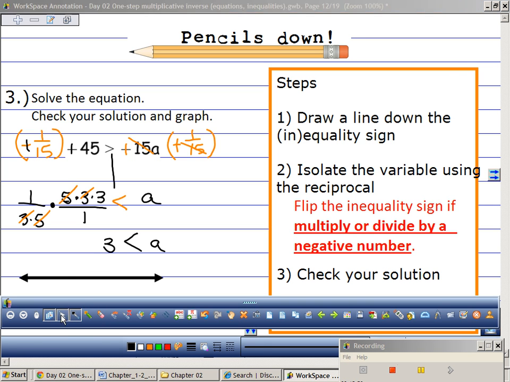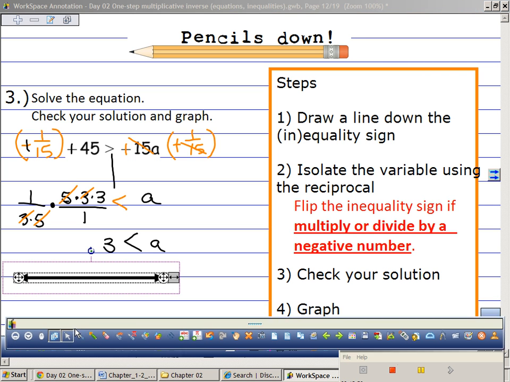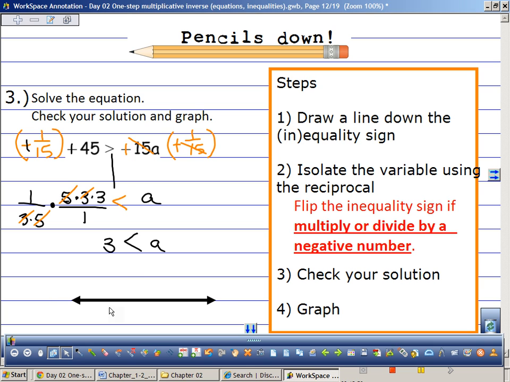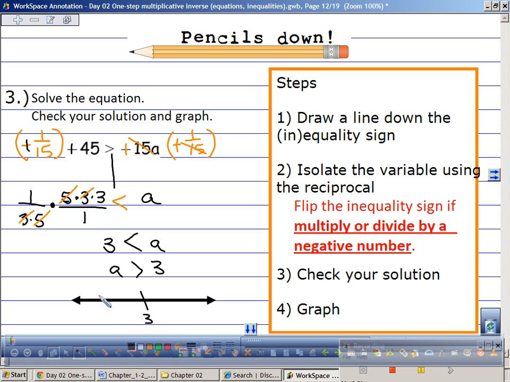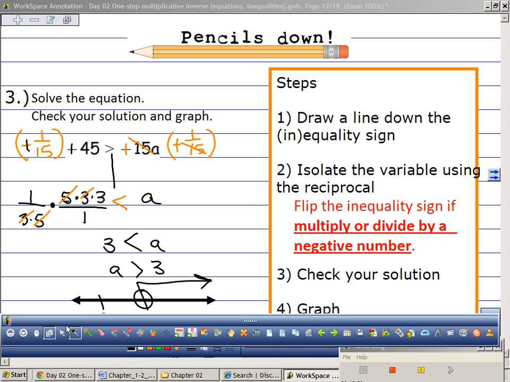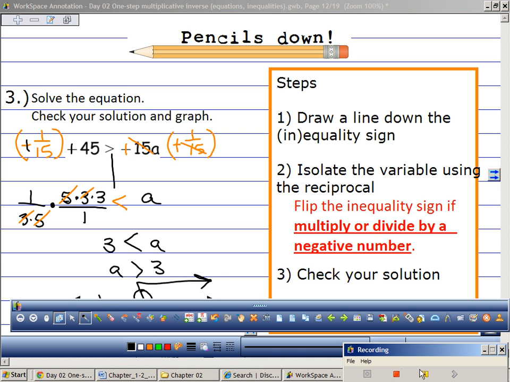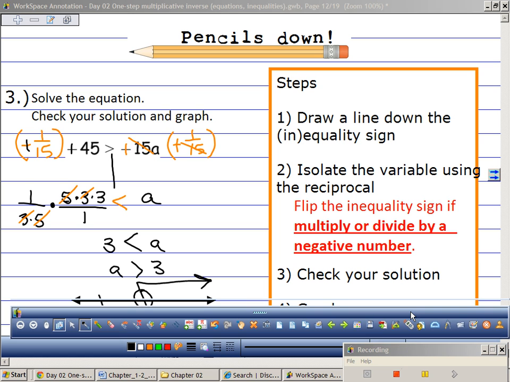And I'm going to switch this around. A is greater than 3. There's 3 on the number line. Greater than, and then correct. So go ahead and copy this one down into your notes.